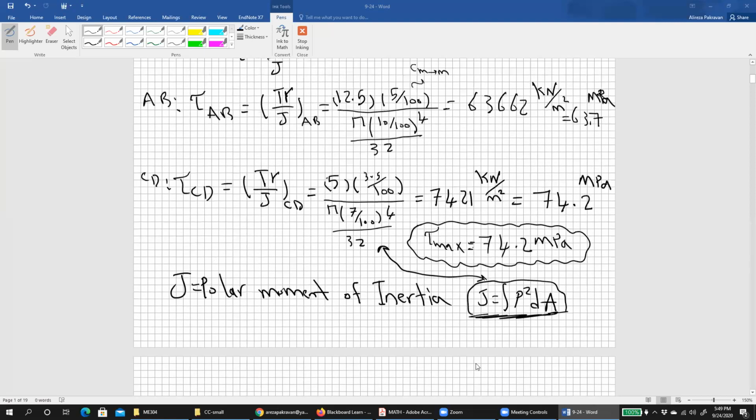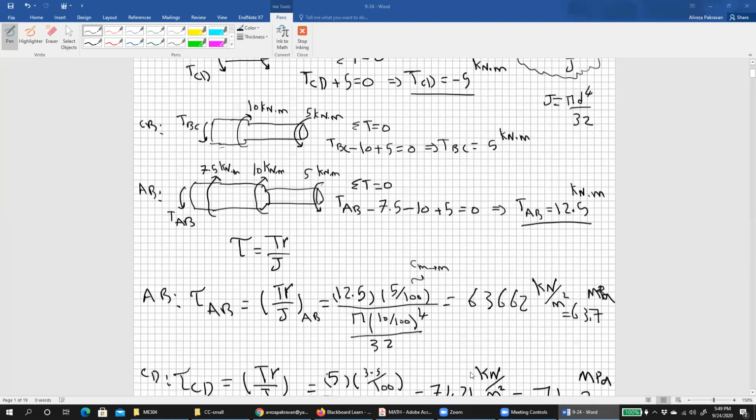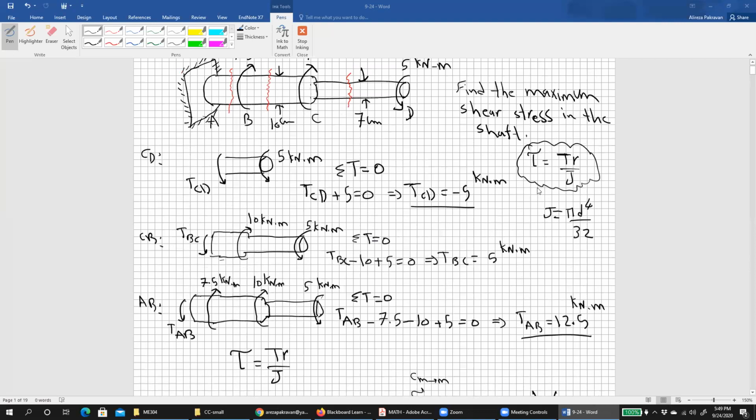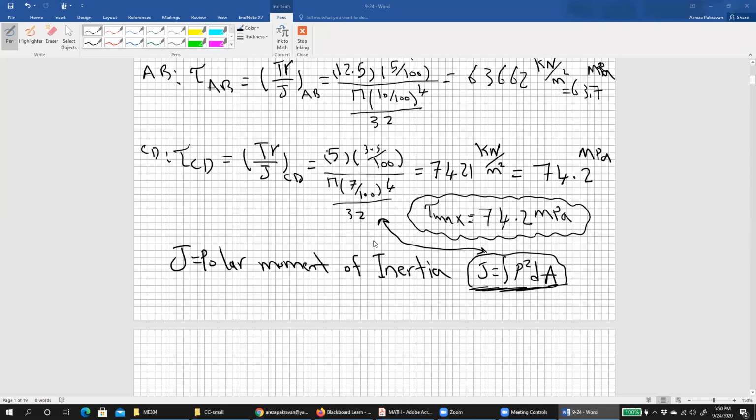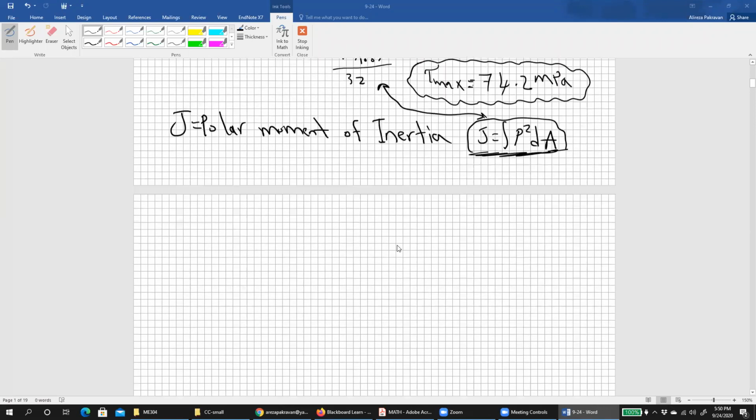Okay. So this formula, tau = TR/J, is the first thing we discussed and solved. Yeah, that was the second problem we solved. So here, that's everything we need. That's a relation between stress and the torque, shear stress and the torque.